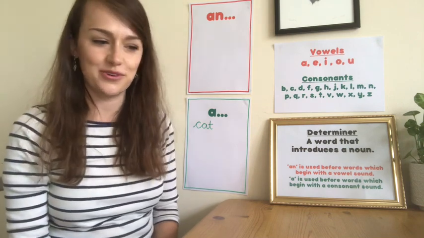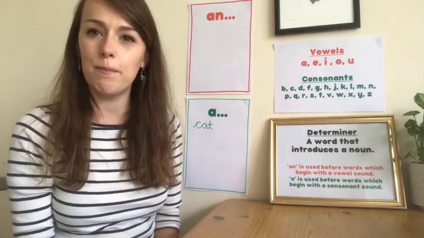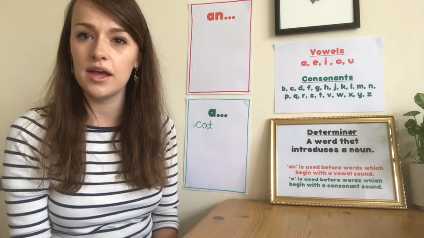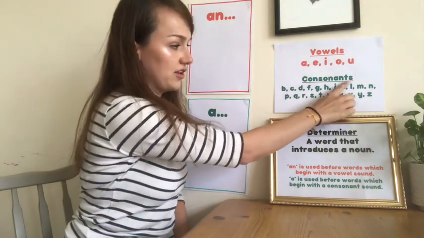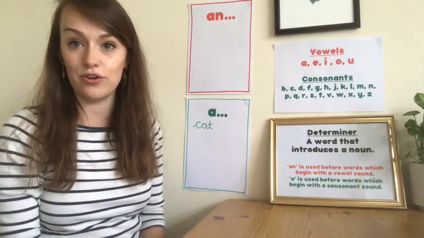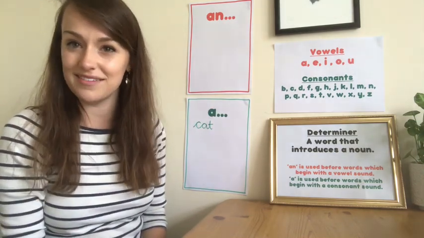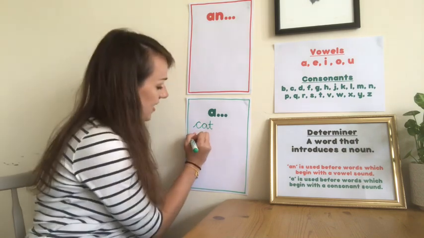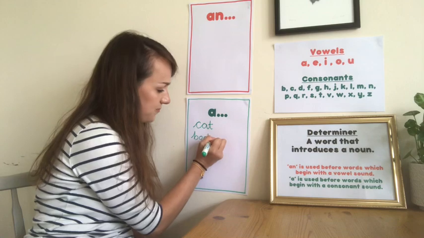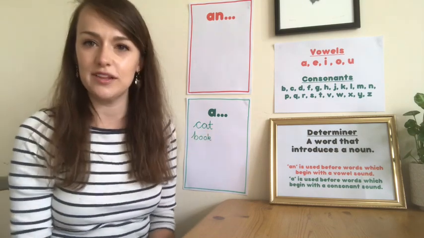Okay, let's try another word. What about book? So book begins with the sound b, which is a consonant. So again, we say a book. We don't say an book, that doesn't sound right. Okay, so we use a book.